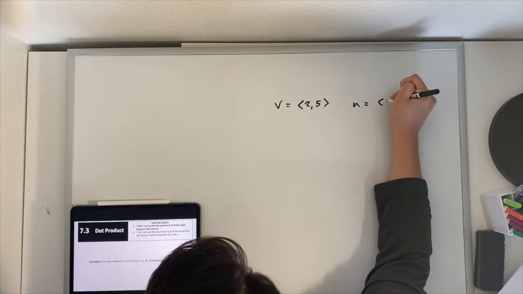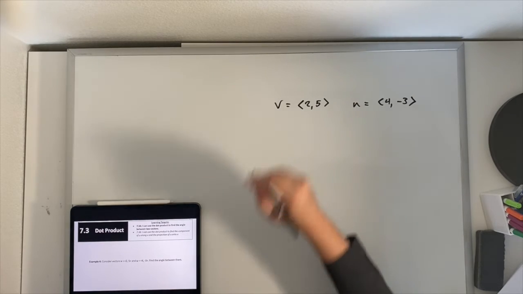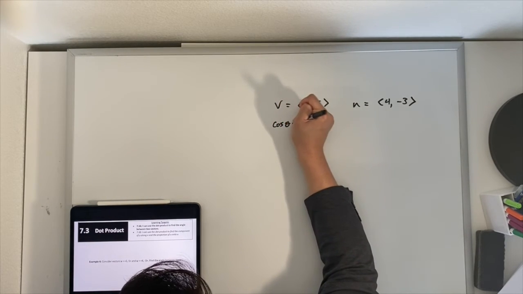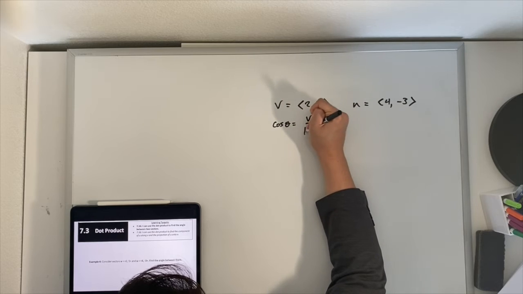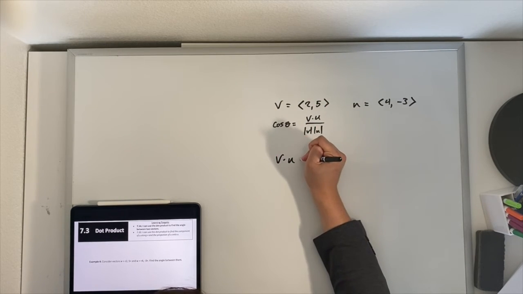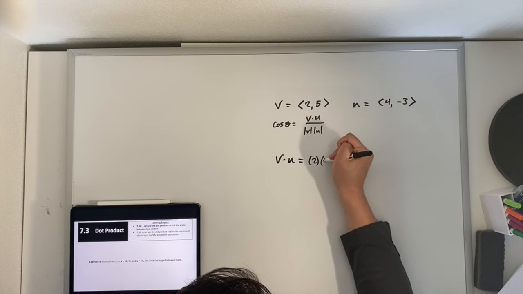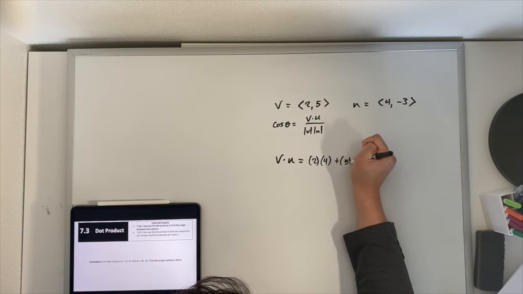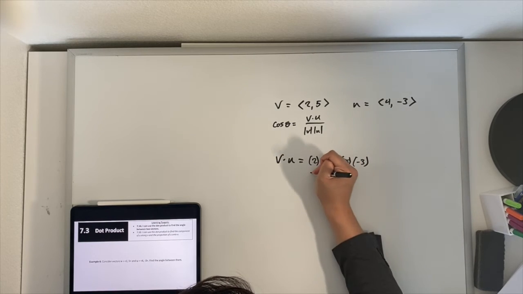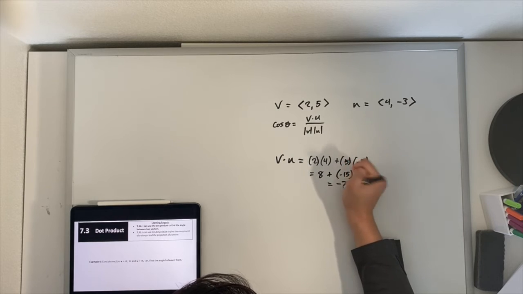We have these two vectors. Again, we want the angle between them. So we need to find each piece here. Let's start with the dot product. The dot product is 2 times 4 plus 5 times -3. That's 8 plus -15, or -7.